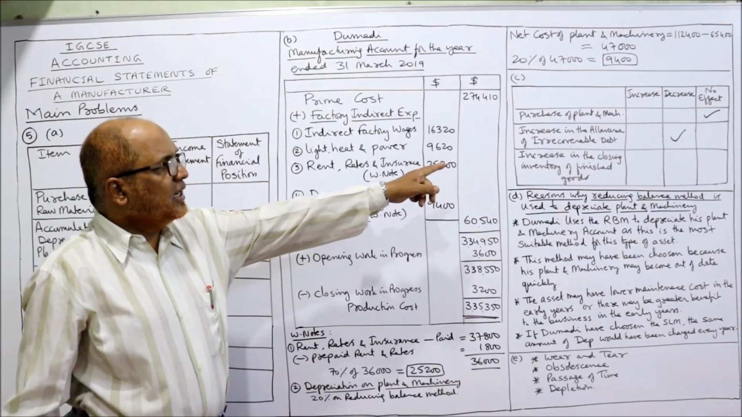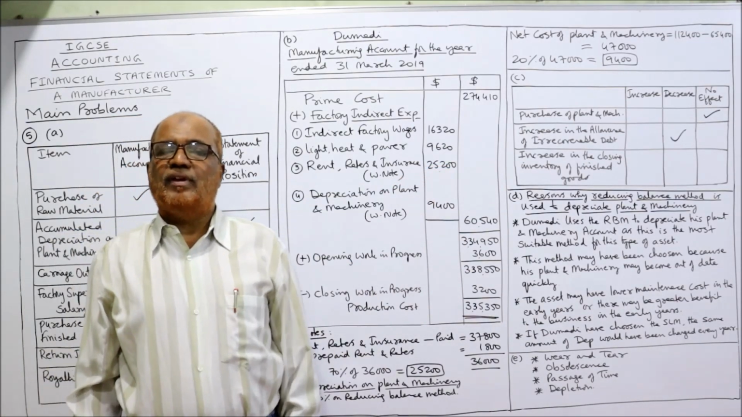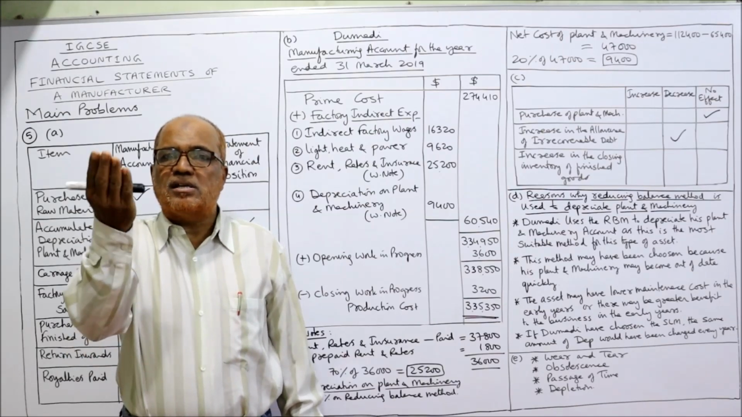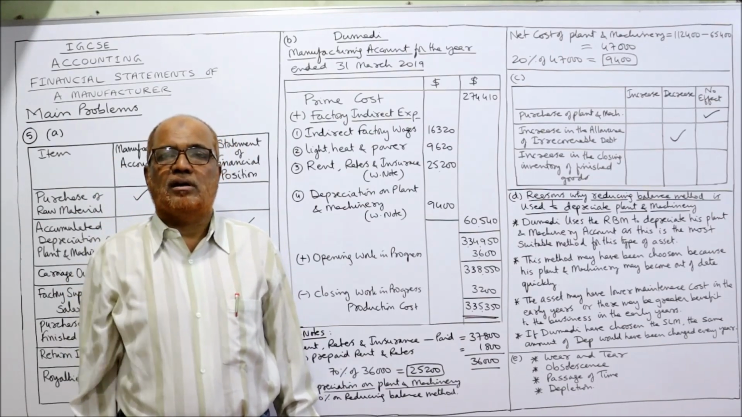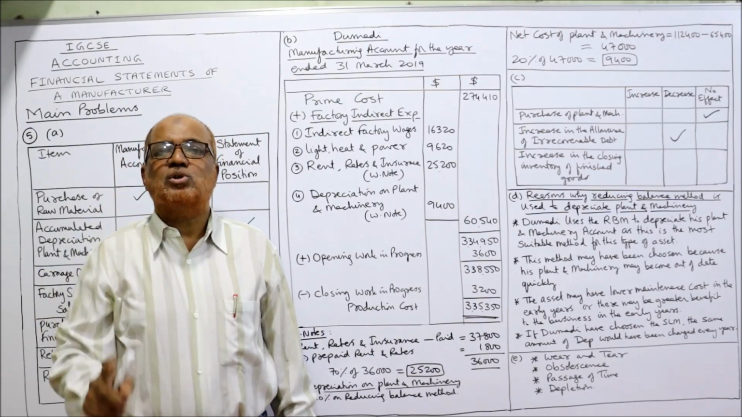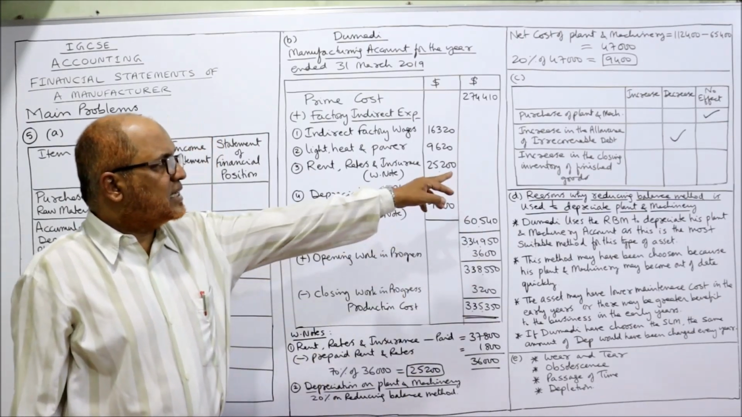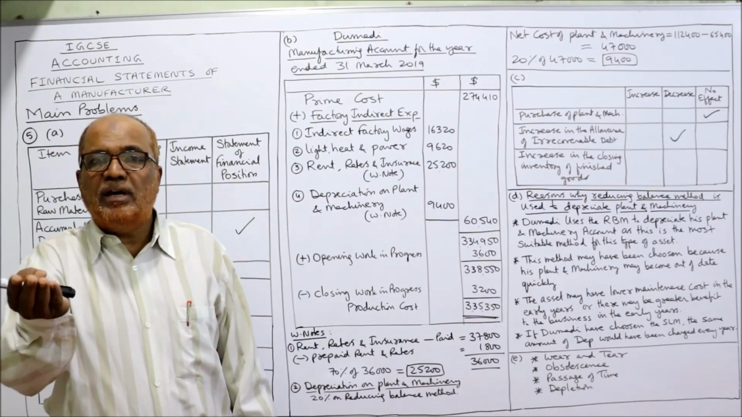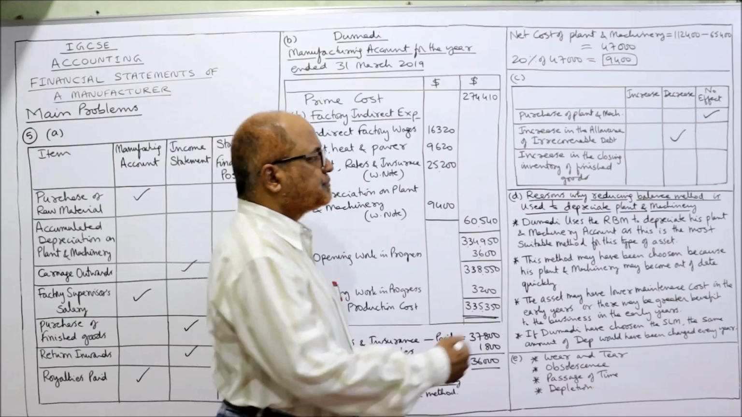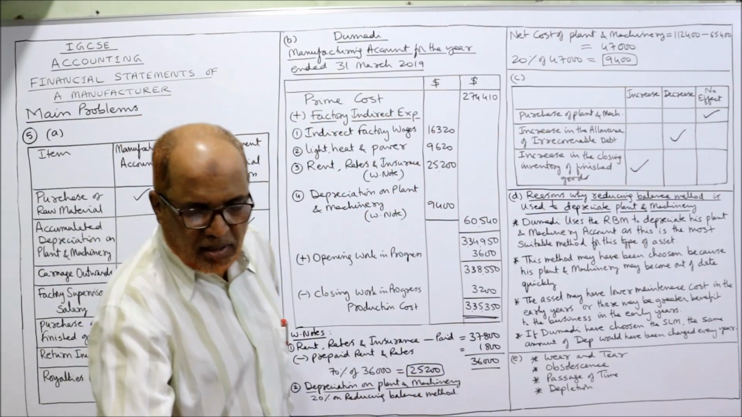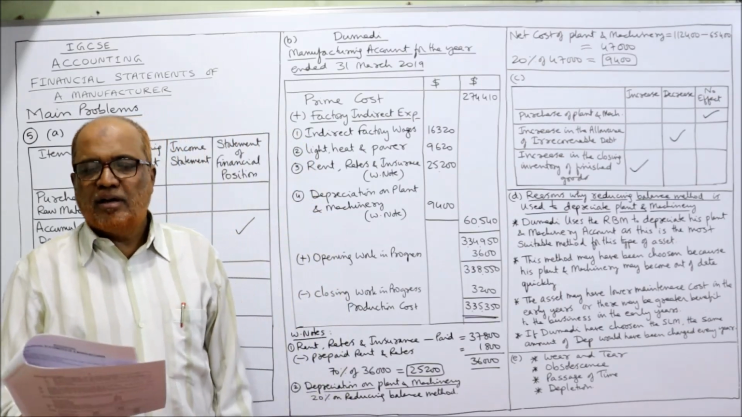Last one, increase in the closing inventory of finished goods. See here, when closing stock increases, profit will also increase. When closing stock decreases, profit will also decrease. So here there is increase in the closing inventory of finished goods. So it will increase the profit. That's all. CBIT completed. Now I am coming to the DBIT.